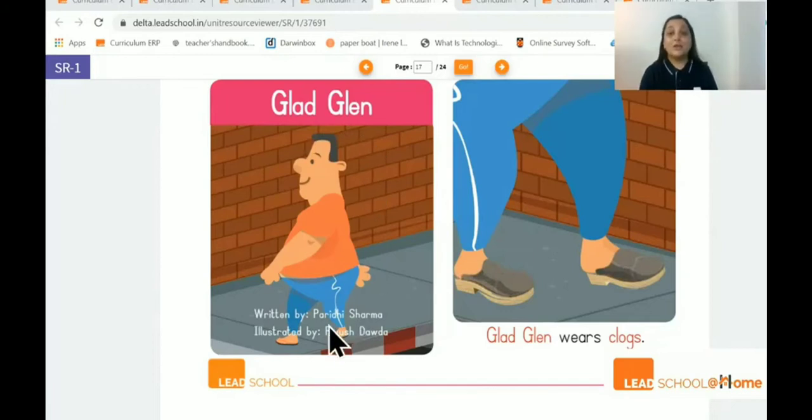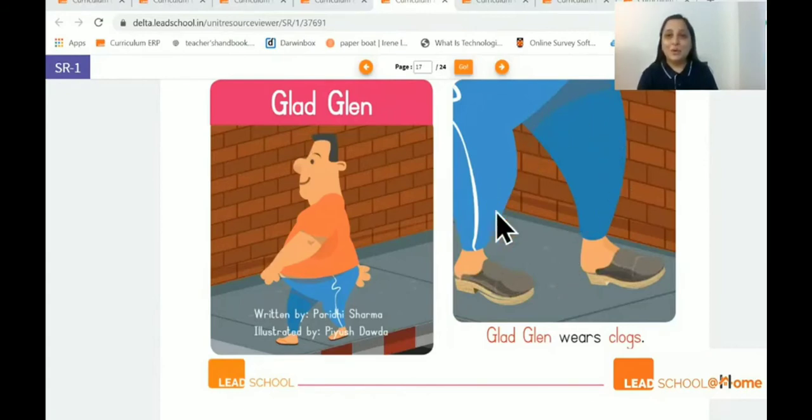Good. And you know who has written the story? The story is written by Paridhi Sharma. So, the author of this story is Paridhi Sharma. And this story is illustrated by Piyush Tawda. Who has illustrated the story? Yes, Piyush Tawda. And who is the author of the story? Correct, Paridhi Sharma. And what is the title of the story? Yes, Glad Glen. Now, let's read this story.